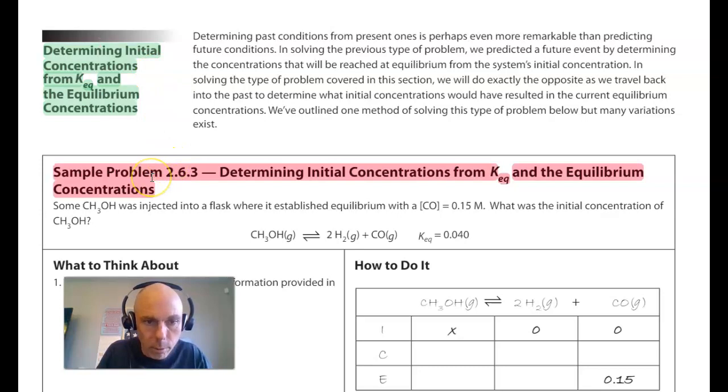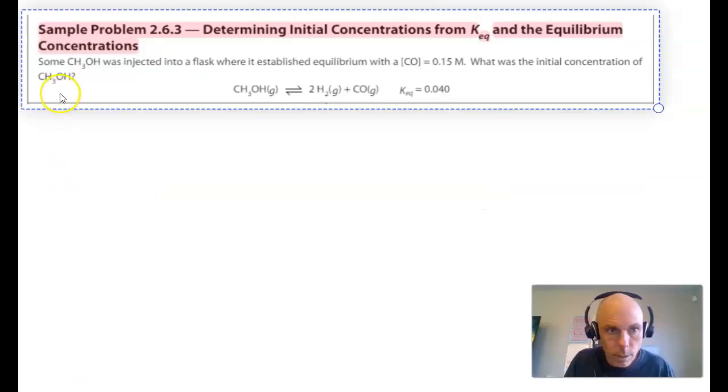So we're looking at sample problem 263 here on this same page, and I'll jump to my whiteboard and solve this problem with you. All right, some CH3OH, methanol, was injected into a flask where it established equilibrium with carbon monoxide at a concentration of 0.15. So that's the equilibrium concentration. What was the initial concentration of methanol?